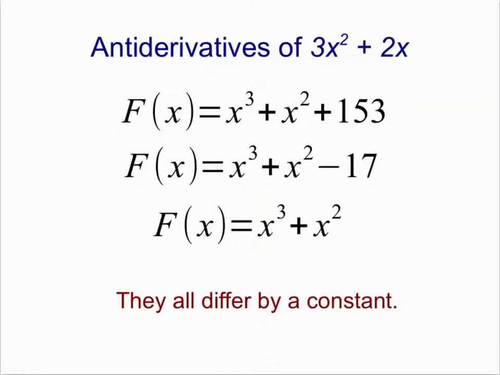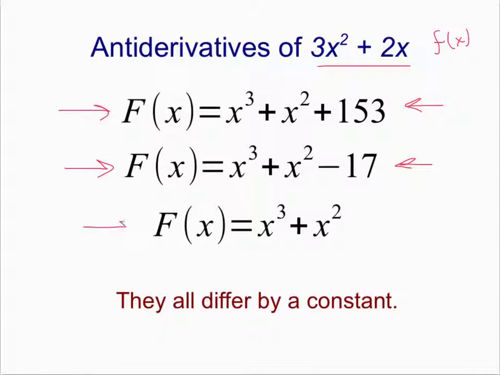So think about this function, 3x squared plus 2x. This would be considered f of x. One antiderivative, capital F of x, would be x cubed plus x squared plus 153. If I take the derivative of this function, I'd get 3x squared plus 2x plus 0, which is our f of x. But wait a minute, take a look at this capital F. x cubed plus x squared minus 17. You take the derivative of that, you still get f of x because it's 3x squared plus 2x plus 0.